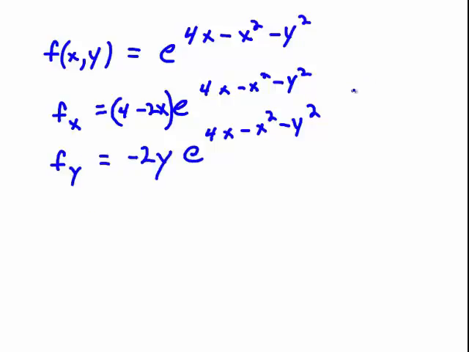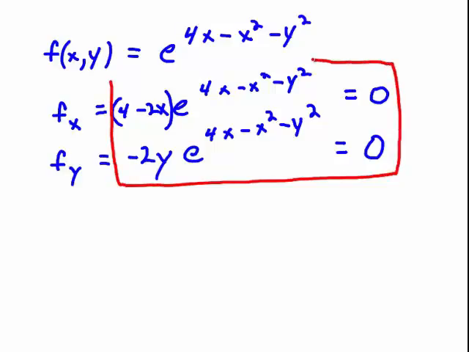Now remember what you do. To find your critical point or points, set these partials equal to 0, and you solve the resulting system of two equations, two unknowns, which I'm encircling here. But remember, the exponential function is always positive. So basically you can ignore it.